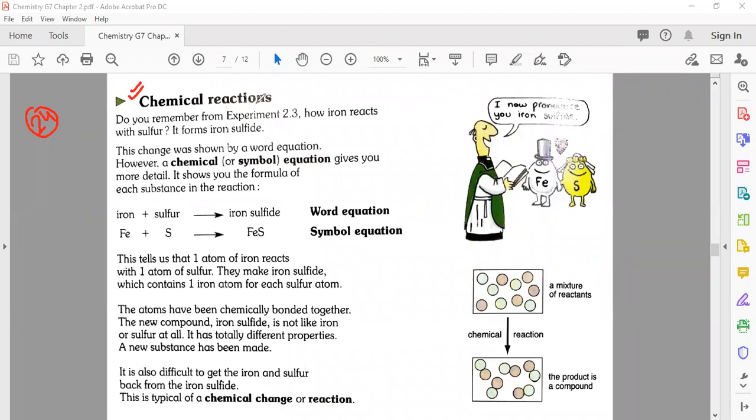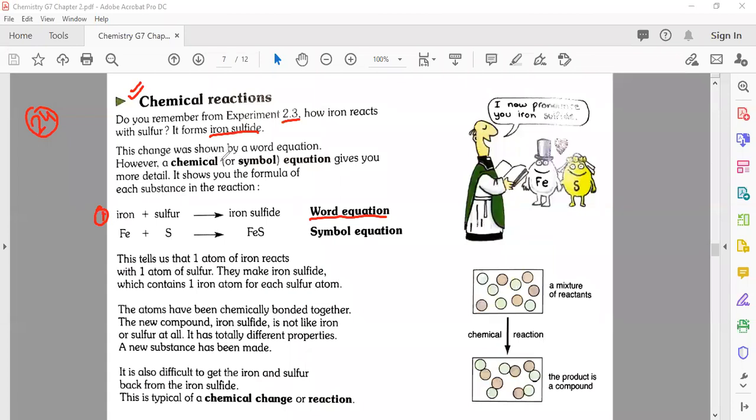Do you remember from experiment 2.3 how iron reacts with sulfur? It forms iron sulfide. If you remember, when we mix these two and start to heat them in a test tube, what will happen? I know everybody knows about that. This change was shown by a word equation. So here you can see, number one, that is the word equation.